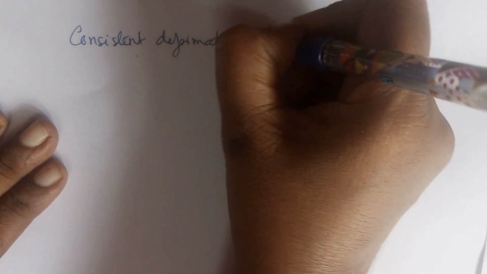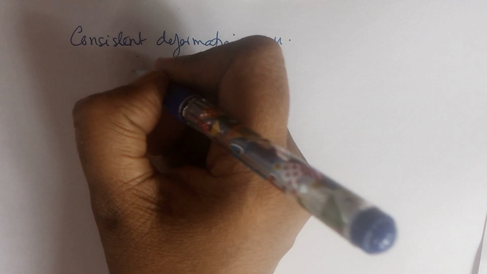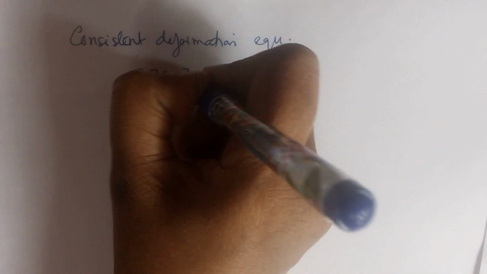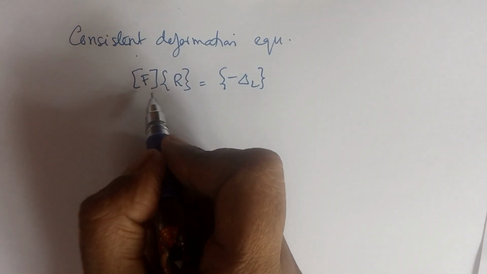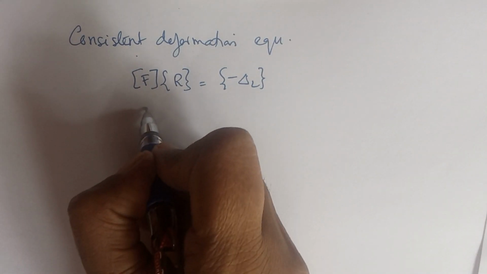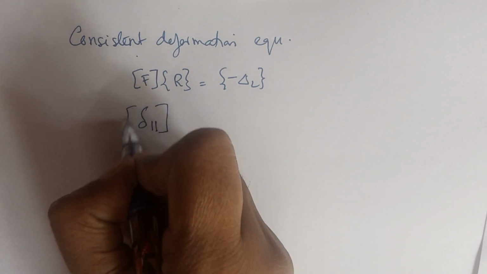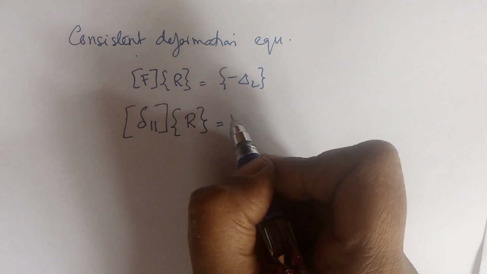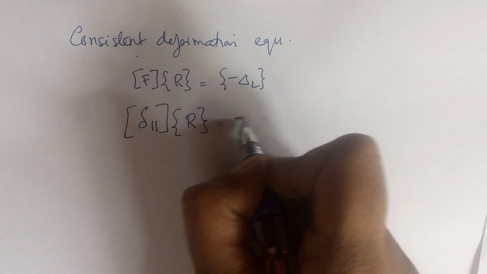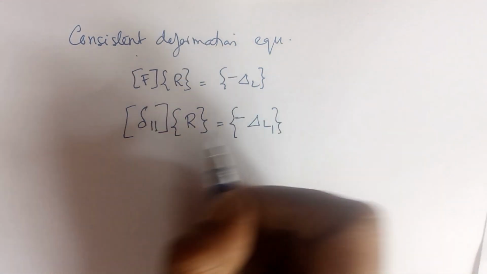Consistent deformation equation: F into R is equal to minus delta L. Here F is the flexibility matrix. We have only one element, that is delta 1 1, into only one redundant R, is equal to minus delta L1.